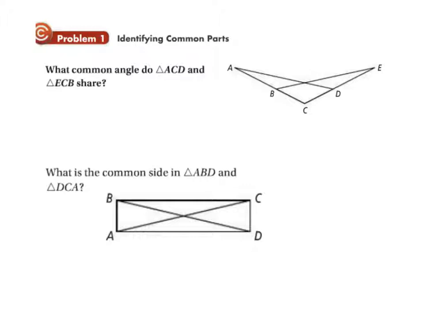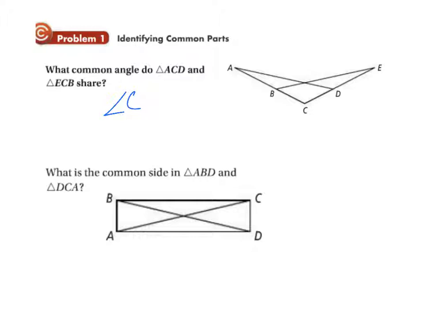So on this example, it says, what common angle do triangle ACD, this triangle here, and ECB share? It says, what common angle? Well, don't they both have the C in it right there? Yep, they both use angle C. So then I would be able to use that as a reflexive situation. Okay, let's look at this next one.